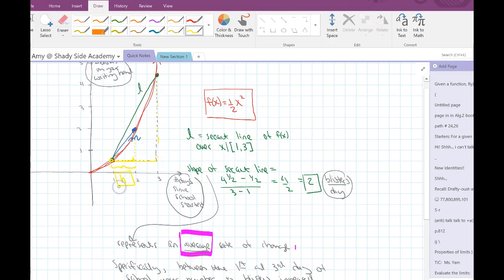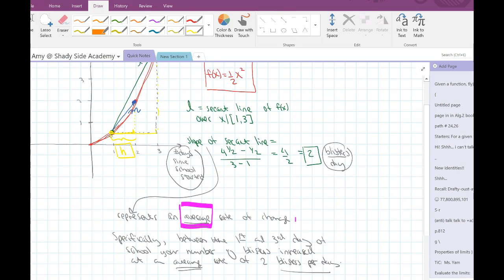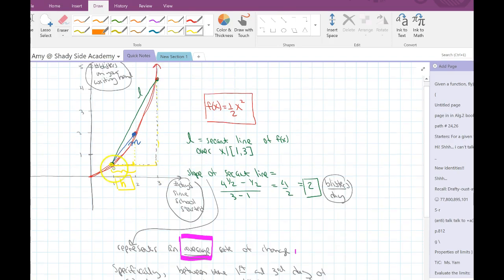Okay, H is the distance. So H is the horizontal distance from point 1 to whatever other secondary point we're looking at. Does this make sense to you? Whatever second point on the curve, right? Horizontal distance or change in x. H is the distance between x equals 1 and whatever second point we're looking at, from one point of the secant line to the other point of the secant line. H is the horizontal distance.